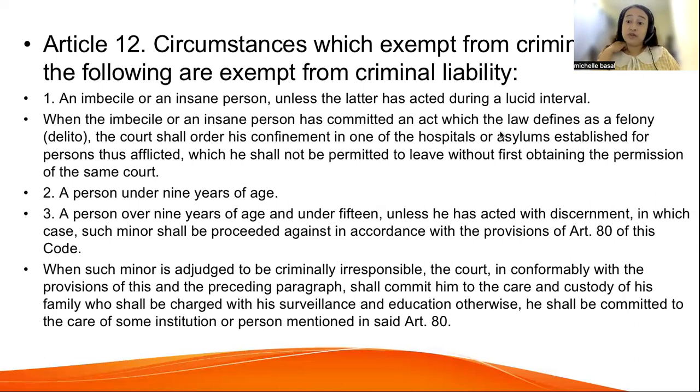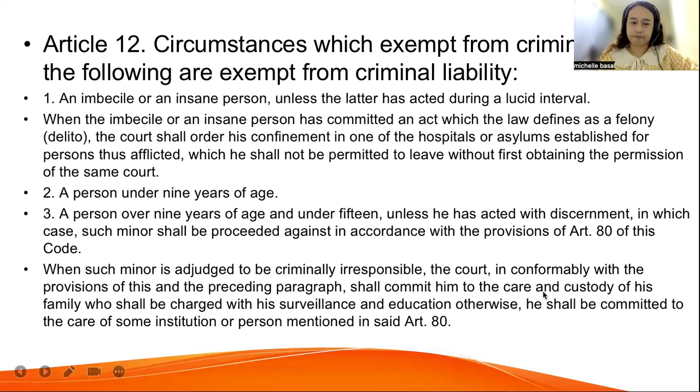this code. So take note, a person who is over 15 years of age, so 15 and above, but still below 18 years old, because now the age of majority is 18. Okay? So if he acted with discernment, then he can be held liable. But if he did not act with discernment, then such person, even if he committed such crime, cannot be held liable for its commission, because they are exempt from criminal liability.